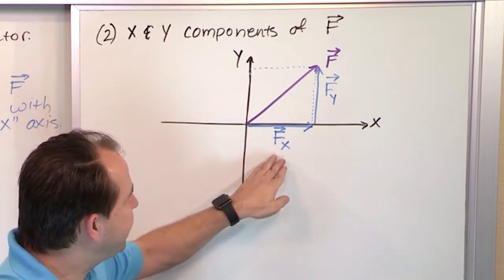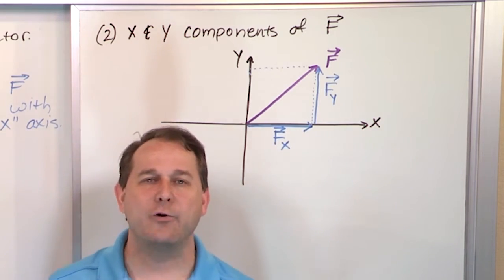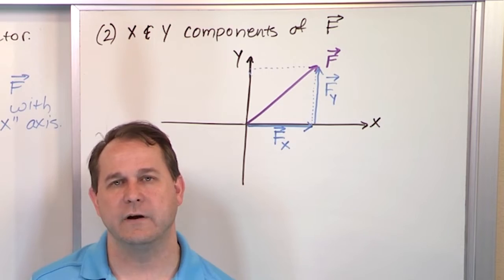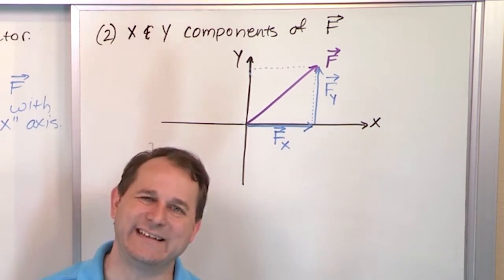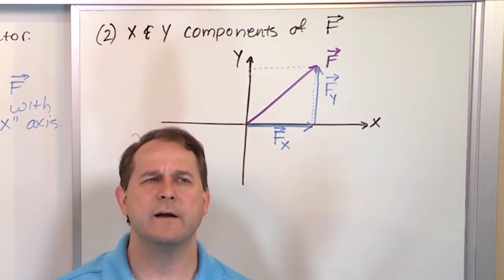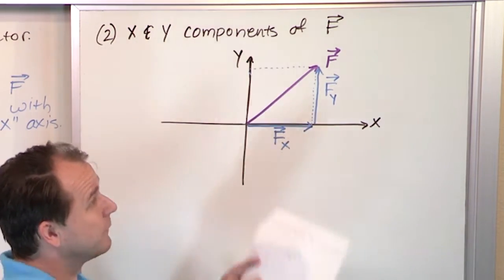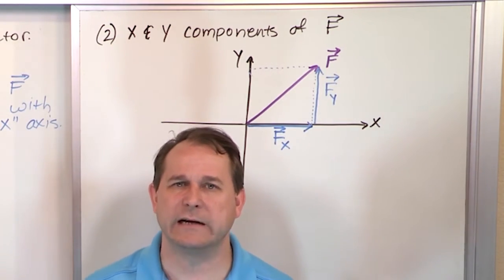So f sub x is a vector pointed only along x. It's how much of f exists in the x direction, right? And f sub y is how much of vector f exists in the vertical direction. If you think of a force, like I'm pushing a boulder, right? I use force a lot because it's really intuitive. Everybody knows what force is. They push stuff all the time, right?